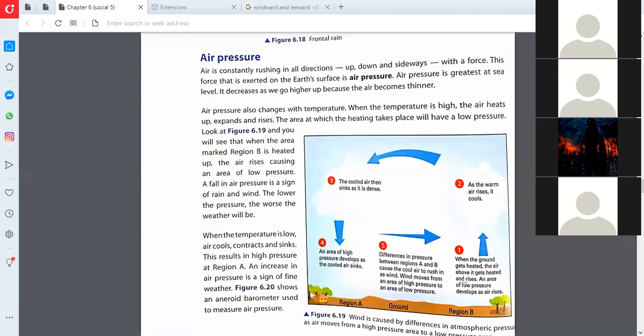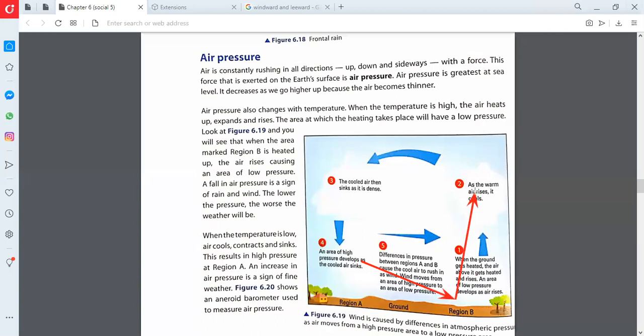So we were discussing region A and region B. The picture starts from region B. Region B is the area which is hot, and when there is a hot region, the warm air rises up, and when the warm air goes upside, it cools down. When the warm air cools down, it becomes dense, meaning it becomes heavy. The process of condensation is there. But an area of high pressure develops where the cooled air sinks.